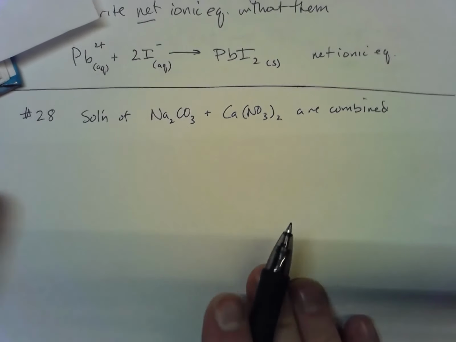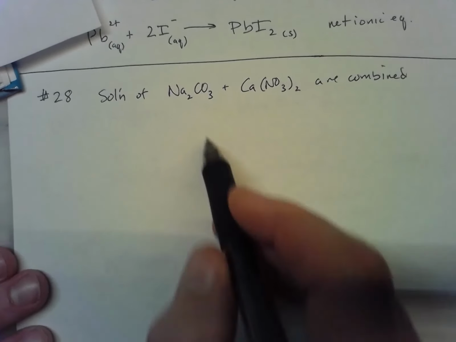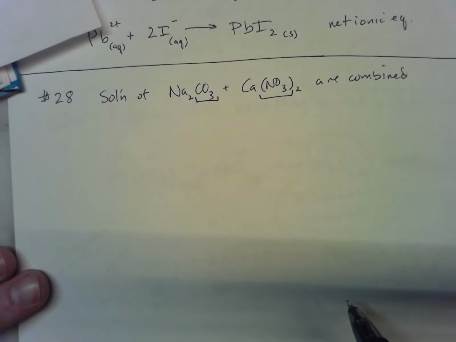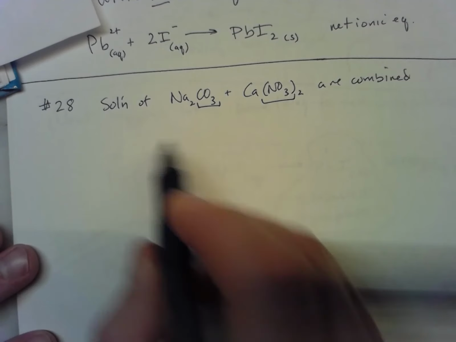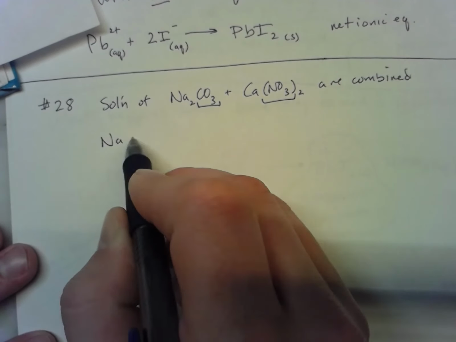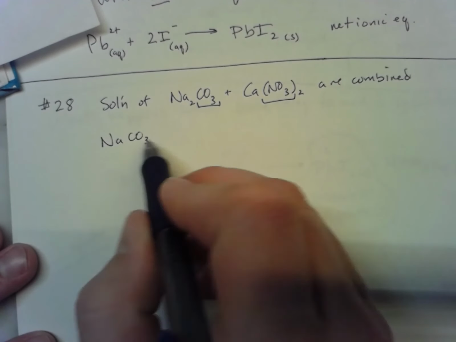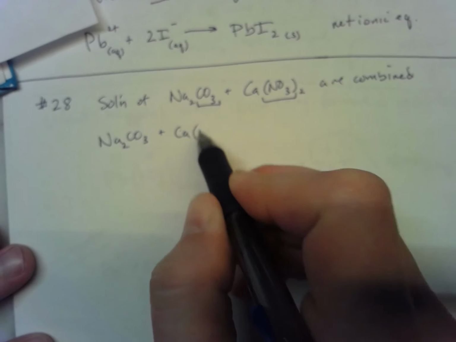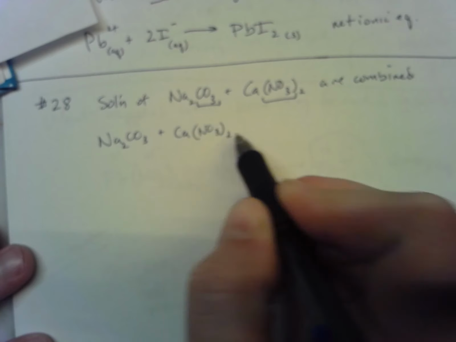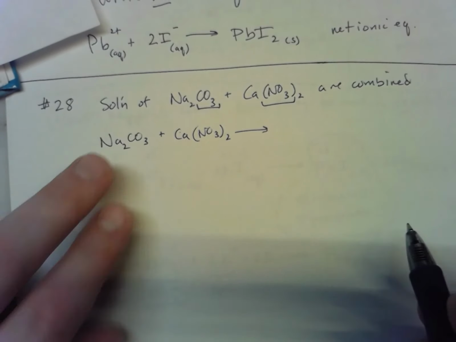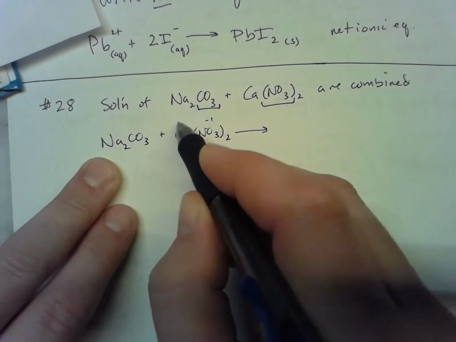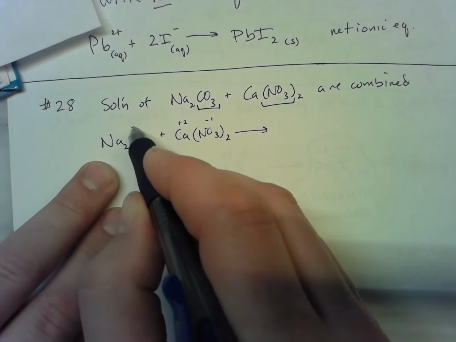All right. So what's our guess? Our guess is that this and this are going to swap places. So I'm going to guess that we're going to have Na2CO3 plus CaNO3 going to. This is a plus 1, and obviously, this is a minus 1. This is a plus 2. This is a minus 2, and this is a plus 1.